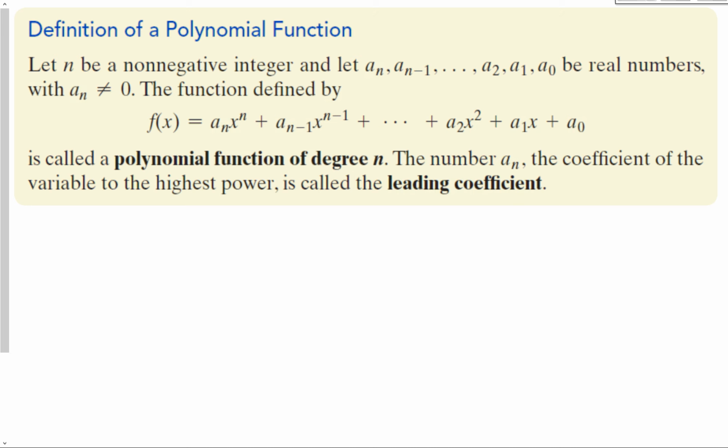But this is a standard form of a polynomial function. This is the equation that we are going to use going forward for any sort of polynomial function. And hopefully you've seen it at least a few times before. Okay, so this is a polynomial function of degree n. The number, a sub n, is the coefficient of the variable to the highest power, which is also called the leading coefficient. The leading coefficient and the constant term in the back are going to be really important in the next section when we start to do polynomial long division and synthetic division.